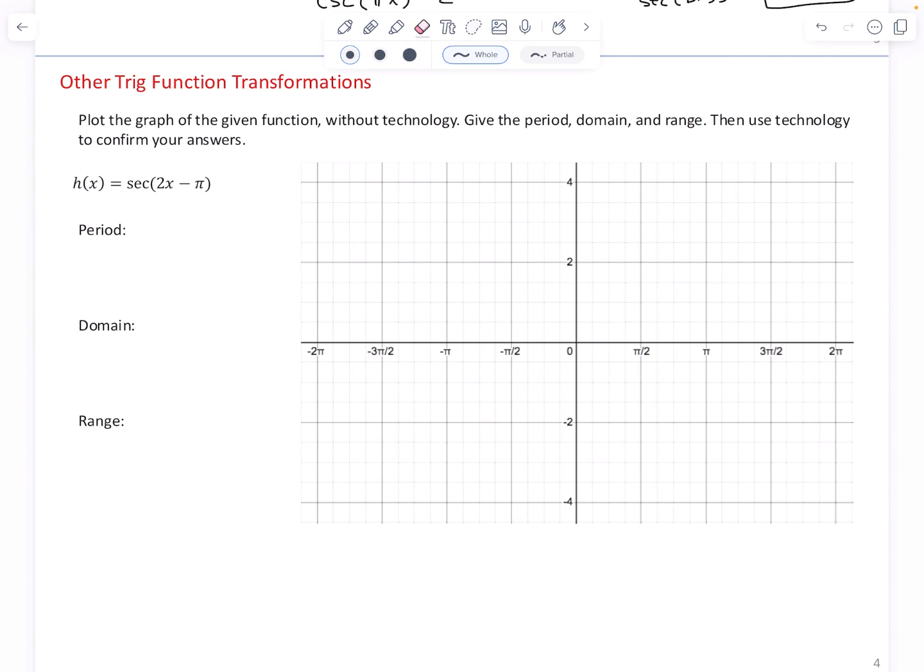This time we have a parent graph of secant of x, which is the reciprocal of cosine. Here's one period of the cosine wave, or we can draw this portion of the cosine wave. Wherever the cosine is 0, we will have a vertical asymptote for secant, and then the secant will be the reciprocal of this cosine wave, giving us one period's worth of the secant curve.